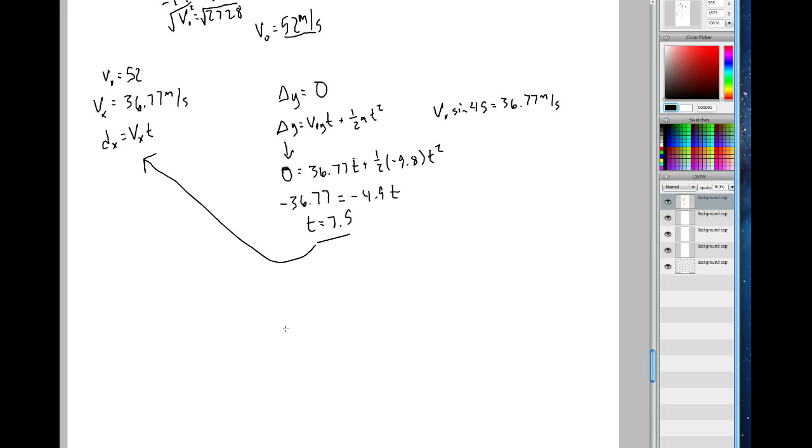Now the last part, you need to find the speed with which it clears the wall. Well, at that point, you're going to need to know what your velocity components are in order to find out what your speed is. Because the cannon is going to be coming down like this, and you're going to have a Vy, and you're going to have a Vx. Well, we know what our Vx is. Our Vx isn't going to change. It's going to be 36.77.